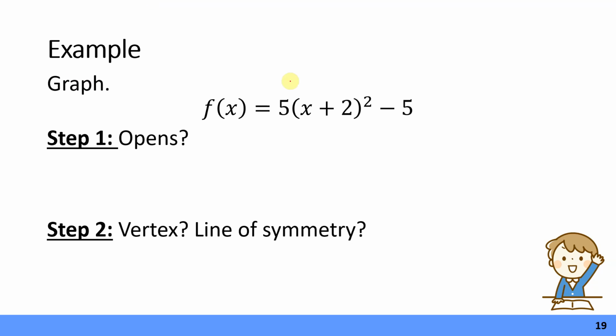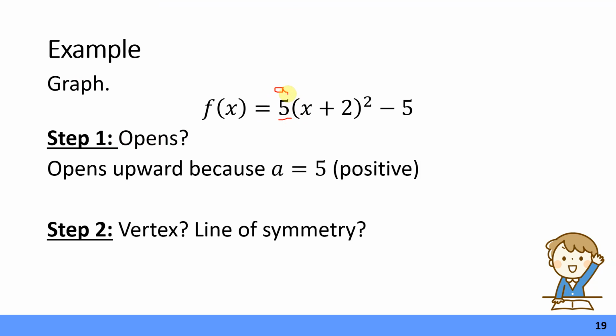So first thing you notice, right, is this problem has parentheses. So that's a dead giveaway. This is in vertex form. Now, the first step in order to graph this is we have to determine if this opens up or down. And we already know, we just look at A. This right here is our A value. And we just care if it's positive or negative. So since my A value, which is 5, is positive, that means that the parabola is going to open upwards. So it's going to look like that.